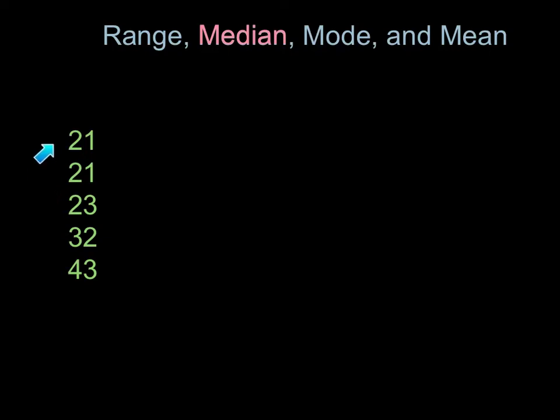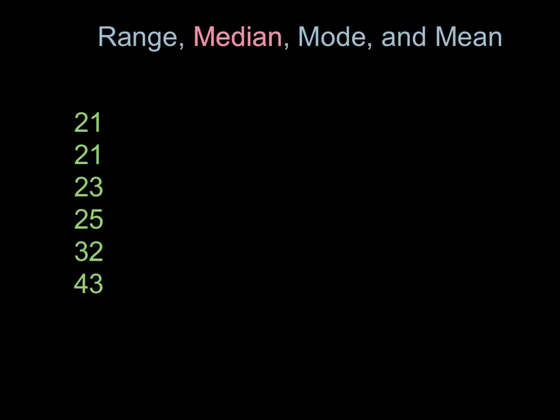Well, first thing I'm going to do is count the numbers. 1, 2, 3, 4, 5. 5 numbers, so that's an odd number, so we will have a middle number. So we'll check the outside. There's 1 row, 2 rows, and then you're left with one number in the middle there, which is 23. So in this case, 23 is going to be our median.